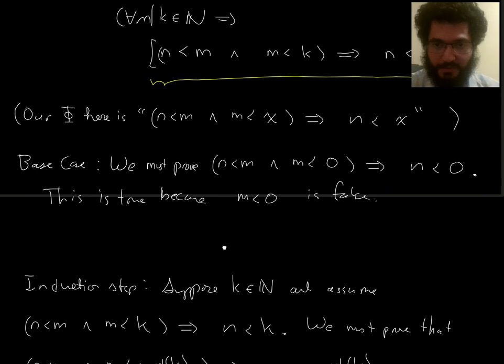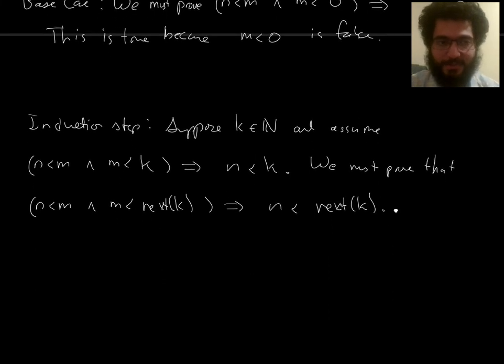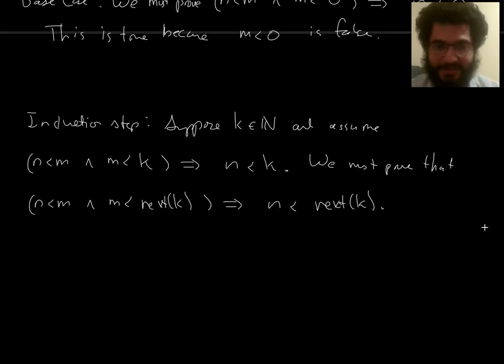And often you will see in proofs by induction that the base case is easier and the induction step is harder. But sometimes it's the other way around. There are proofs by induction where it's the base case that's hard and the induction step that's easy. All right, now I need to prove this implication, so let me assume the left side.